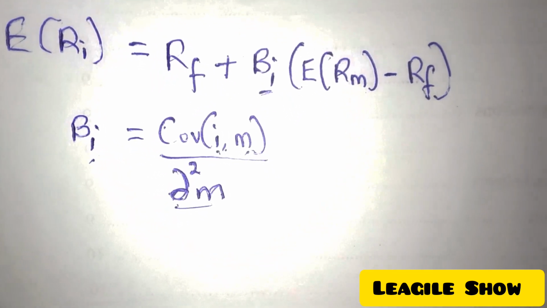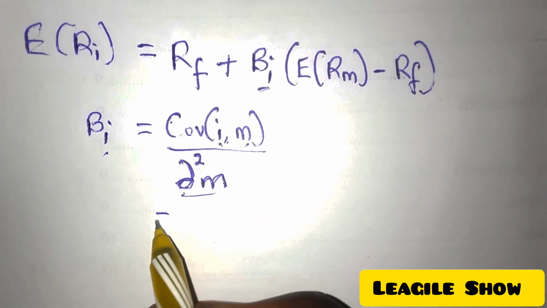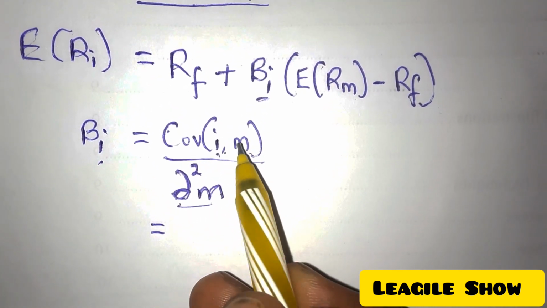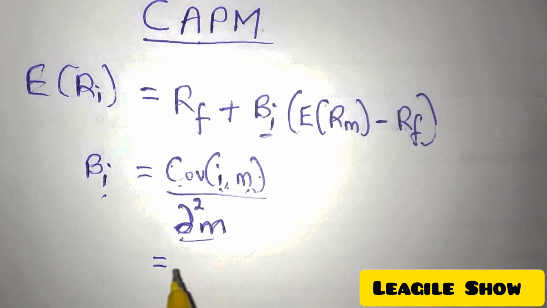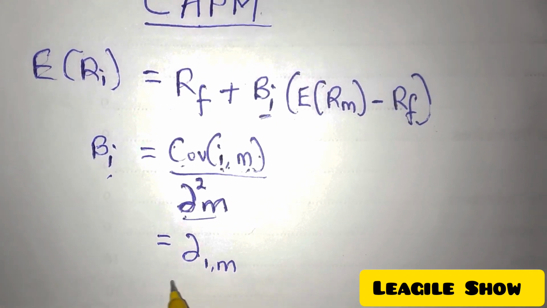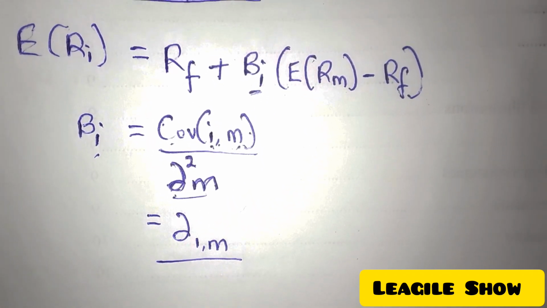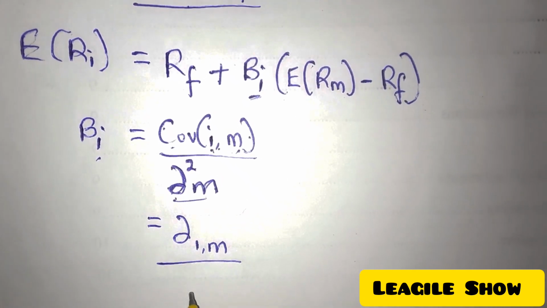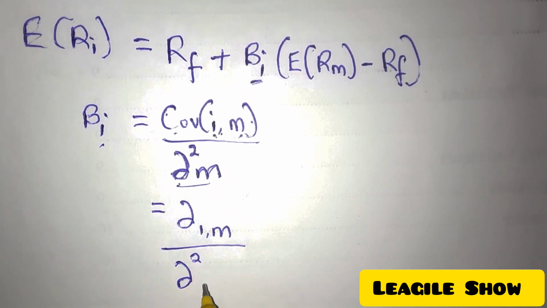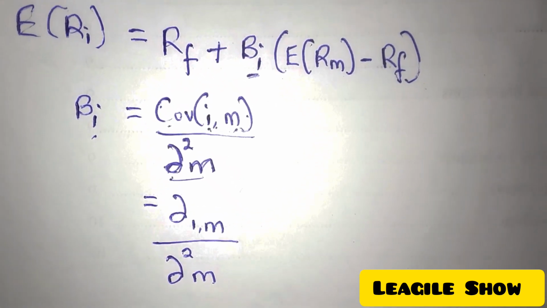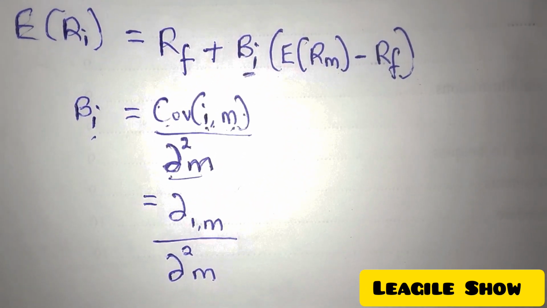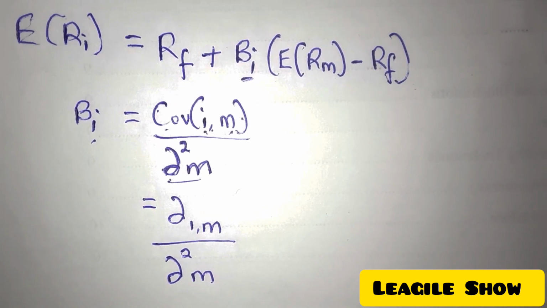So at this point, what we are going to arrive at, remember, is that the covariance between the individual security or asset and that of the market here is the same as sigma im. That one is divided by the variance of the market index, that is sigma square m. Kindly follow to the last part. So sigma im over sigma square m.